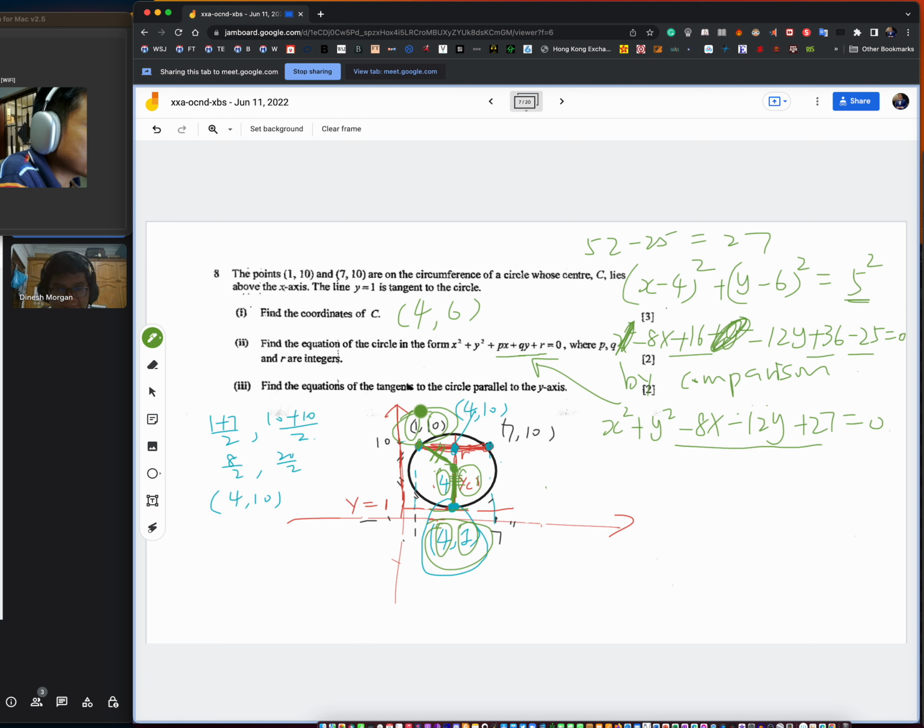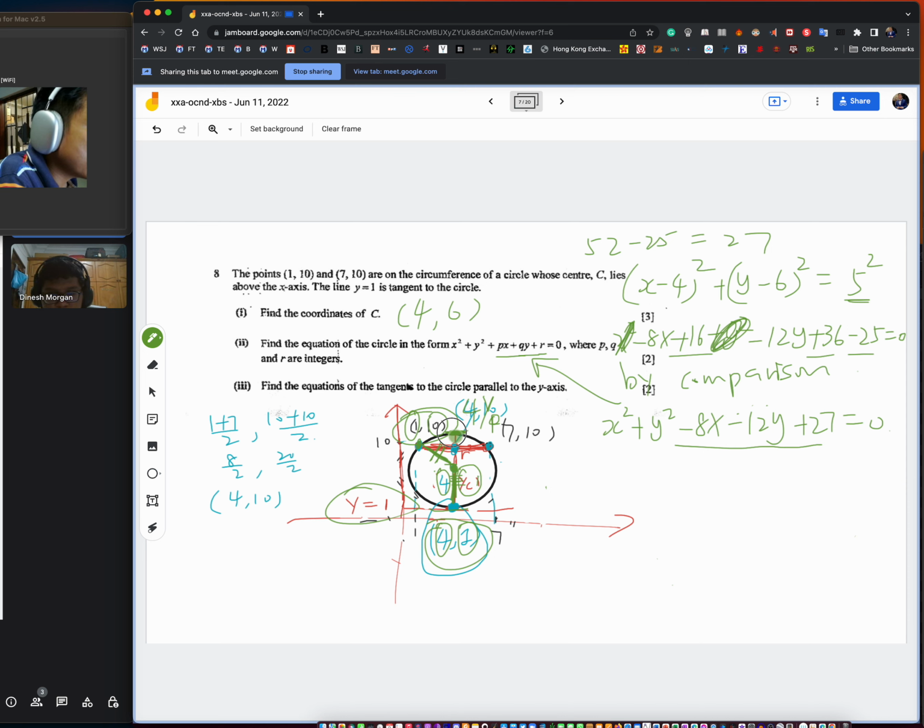Find the equation of the tangent to the circle parallel to the y-axis. I thought y equals to 1 is one of them, and then the other one is here. This point is where x is 4, but the y we don't know. This is the y circumference, or the y parameter.